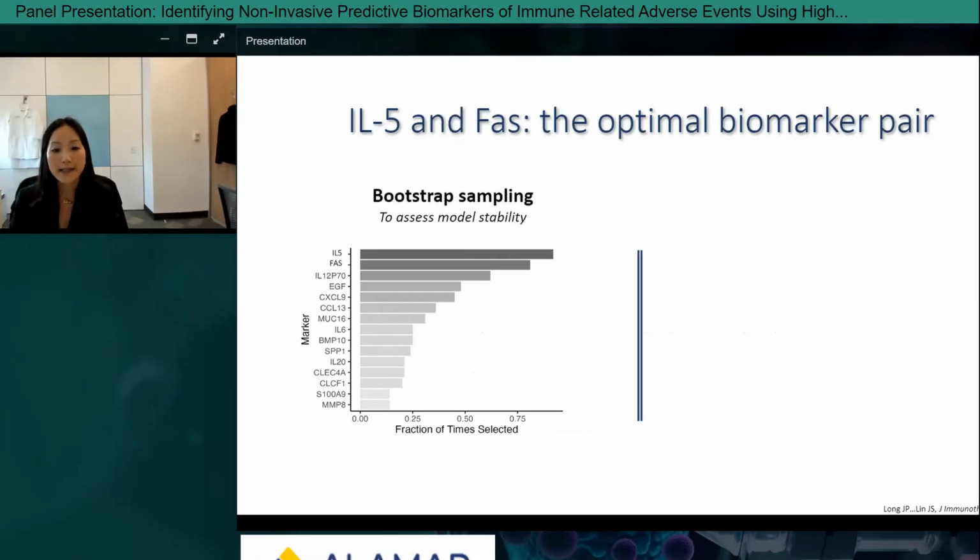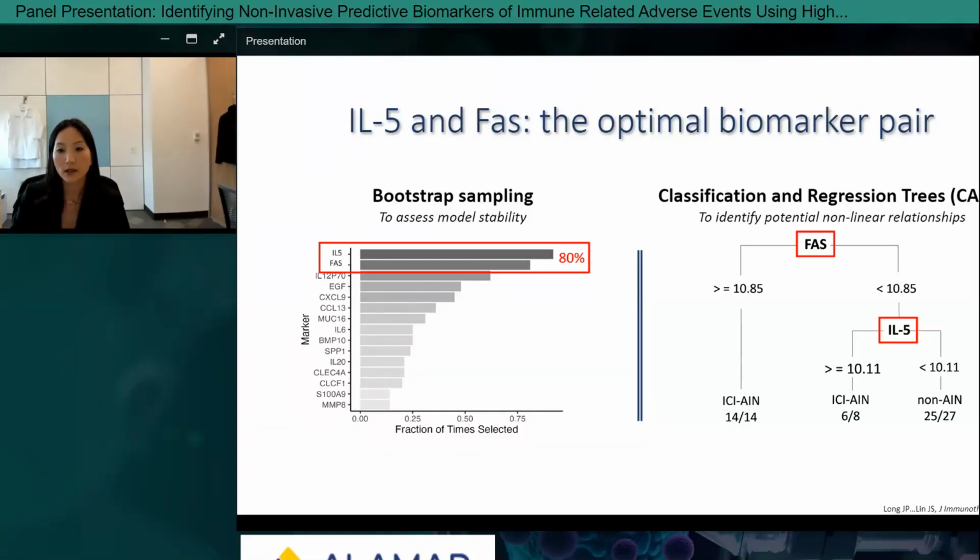To assess the robustness and interpretability of IL-5 and FAS, we performed bootstrap resampling to evaluate the model stability, and IL-5 and FAS consistently emerged as the most frequently selected features, appearing in over 80% of the bootstrap iterations. And then using CART, or classification regression trees, to identify potential nonlinear relationships, again, FAS and IL-5 were selected, suggesting that IL-5 and FAS are the top discriminators of ICI-AIN versus non-AIN, and reinforcing their diagnostic value as a biomarker signature.